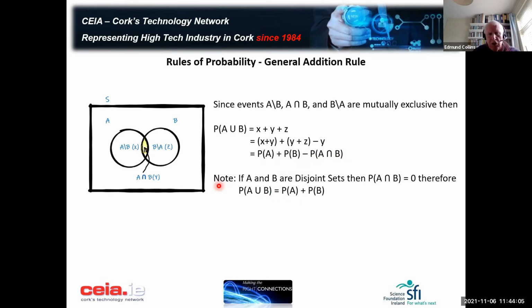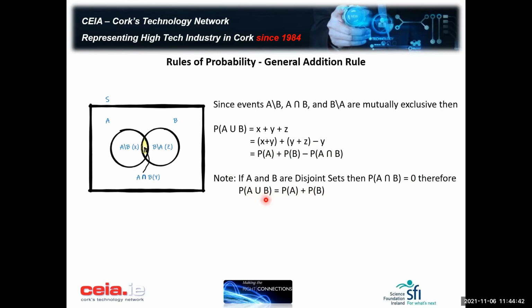And then just coming back to our disjoint sets, if you can imagine those circles being taken apart and having no intersection here. Well, in that case, the probability of A and B is 0 because there is no intersection. So we're just left with, for disjoint sets, the probability of A or B is equal to the probability of A and the probability of B. Very important, this concept, this general rule, and we'll see it being used later.